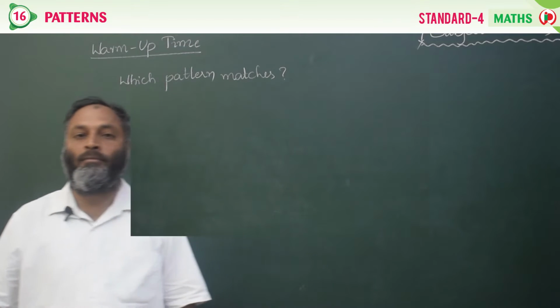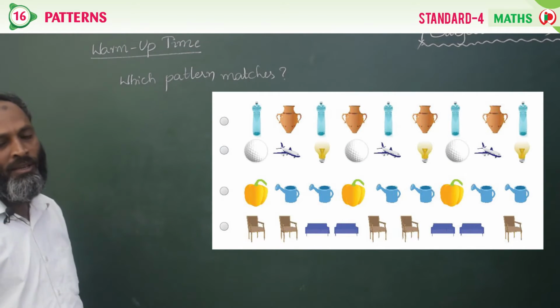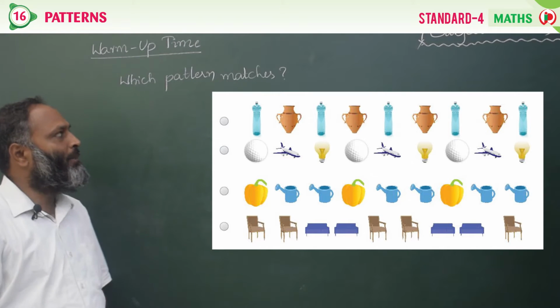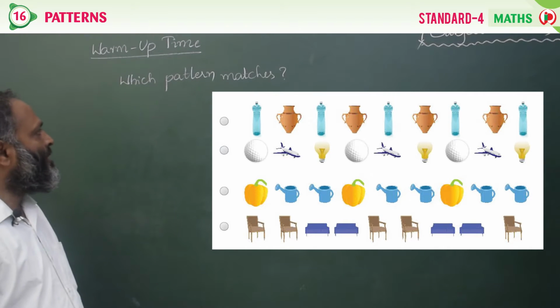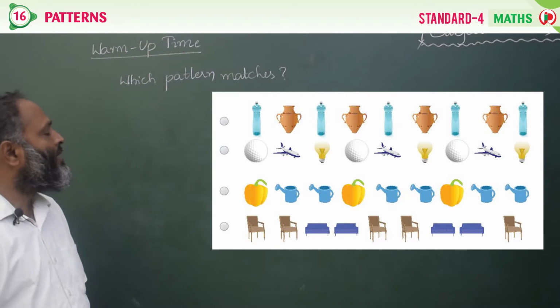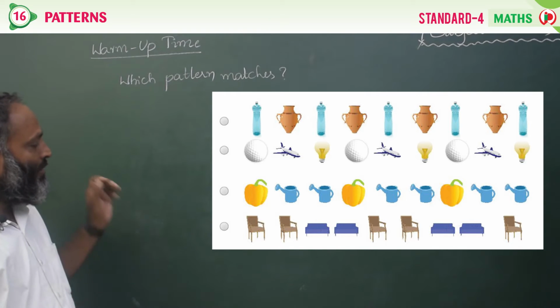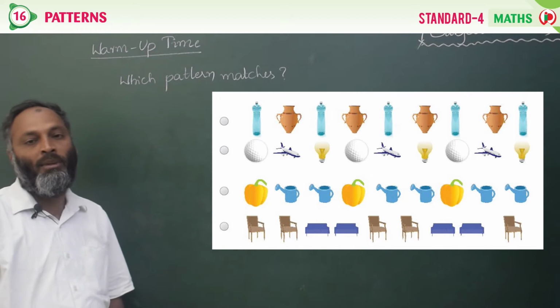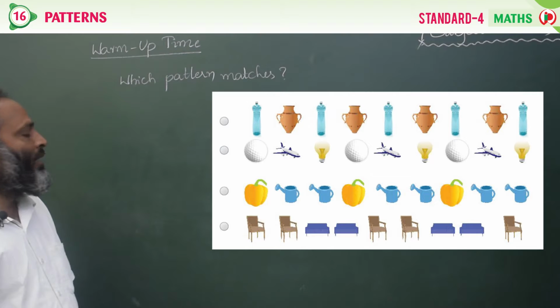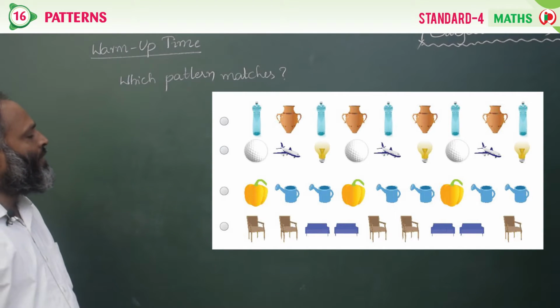Okay students, see here. In the patterns, first in warm up time, some patterns and some images are given. We decide which pattern matches and mark a tick mark. On the left side, one circle is given, and there you keep a tick mark if they are in a particular pattern.